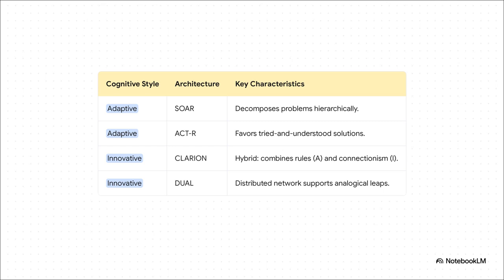Over on the adaptive side, you find these rule-based systems like SOAR and ACT-R, which are fantastic at working within existing rules. As you slide over toward the innovative side, you start to see architectures like DUAL, which is designed for making creative leaps. And look at Clarion, sitting right there in the middle. Its hybrid design is literally trying to capture both that structured and that intuitive way of thinking.